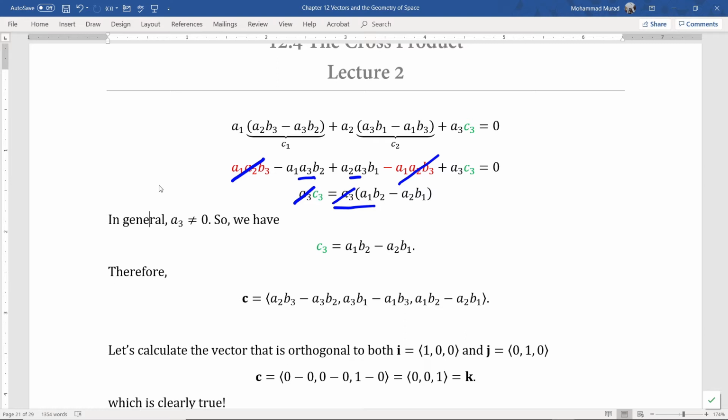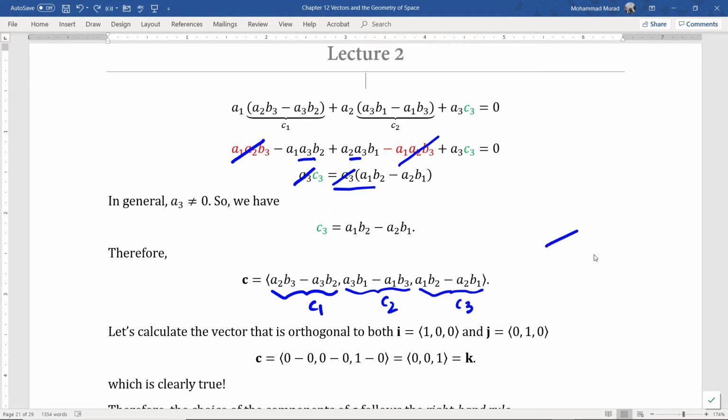So therefore we get the components of the vector C. This is C1, this is C2, and this is C3. Now we might think we had two such possible options for C. We had two options for C, this one and that one over the plane.